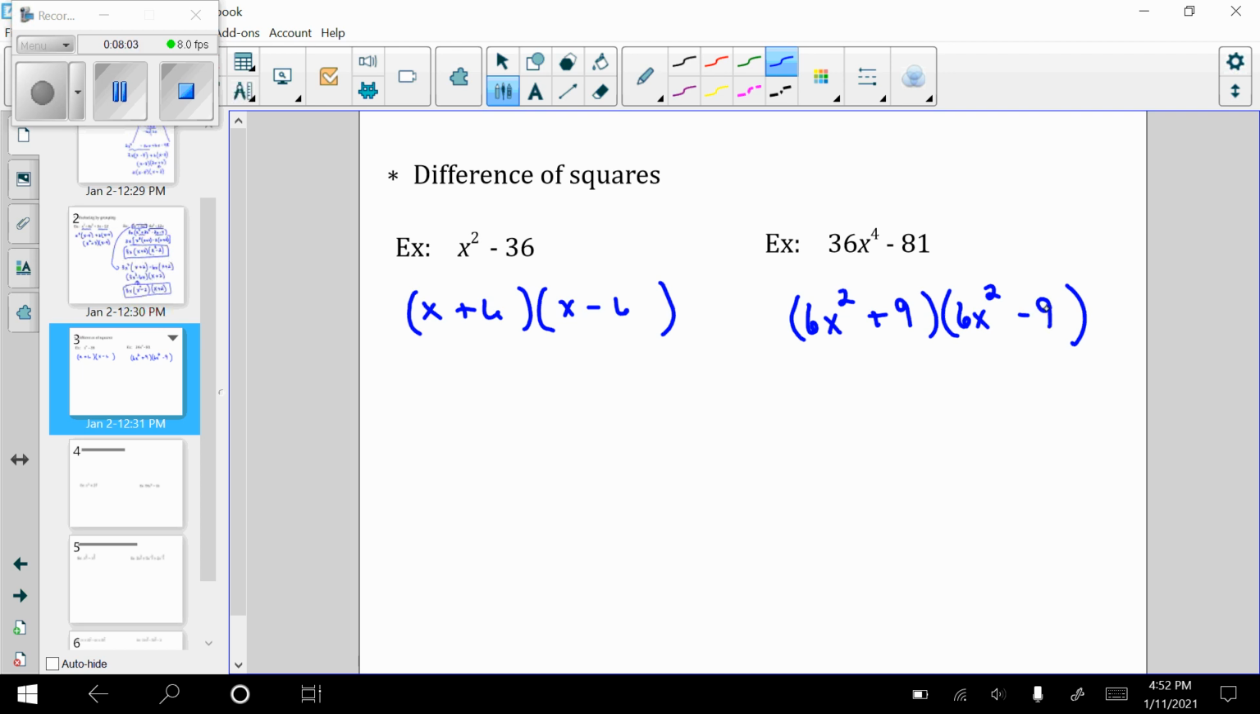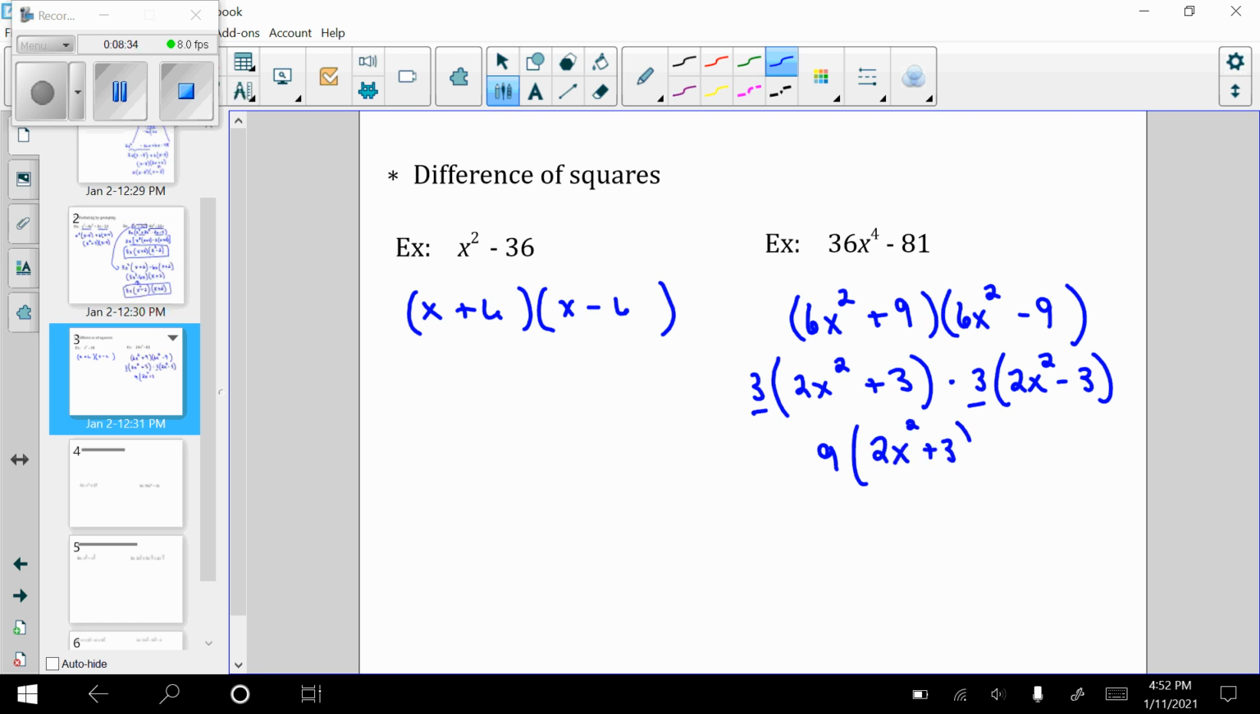So out of each of those, I can pull a 3. If I pull a 3 out of this one, I get 2x squared plus 3. And I can pull a 3 out of this one as well, and get 2x squared minus 3. So 3 times 3 is 9, times 2x squared plus 3 times 2x squared minus 3.